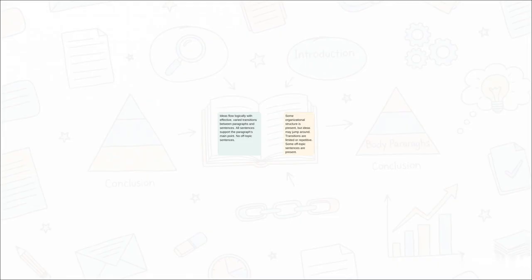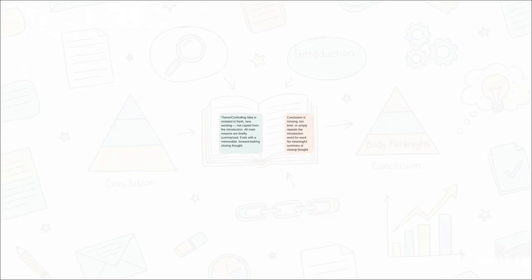When you're grading, you aren't just pulling a number out of thin air. You can clearly distinguish scores based on specific descriptors. For instance, a score of 4, which means exceeding expectations, shows that ideas flow logically with effective varied transitions. Compare that to a score of 2, which is just approaching expectations. Here, some structure is present, sure, but transitions are limited or repetitive, and ideas kind of jump around the page.